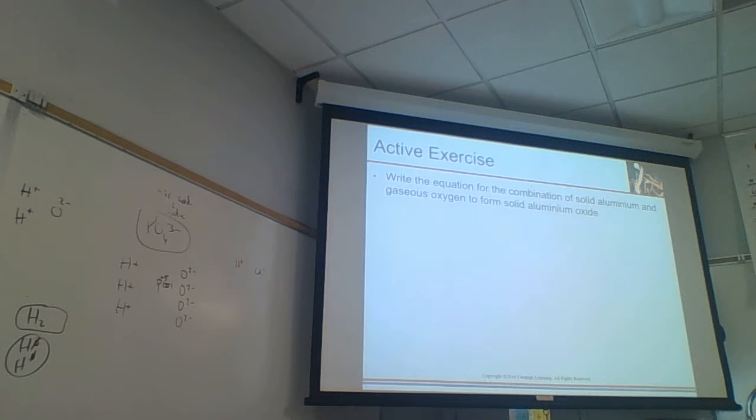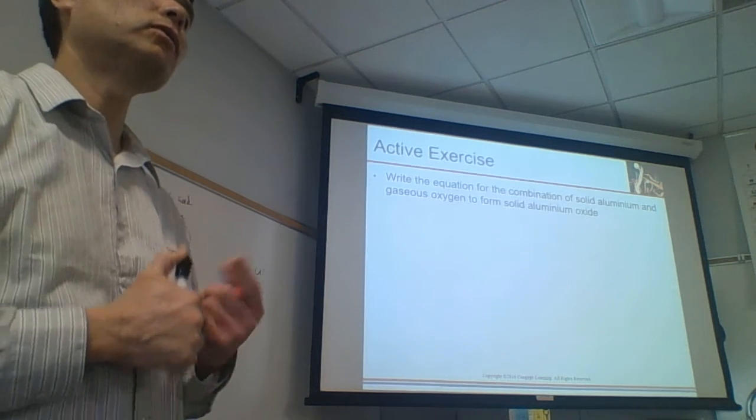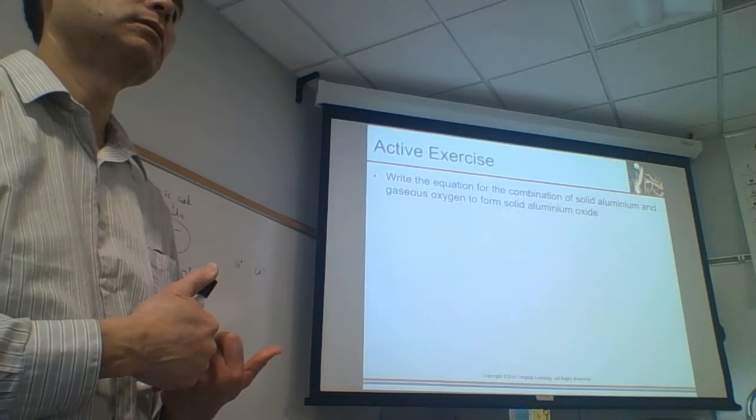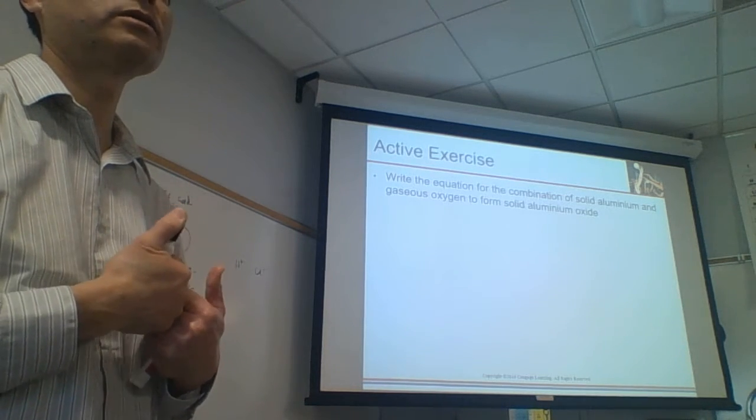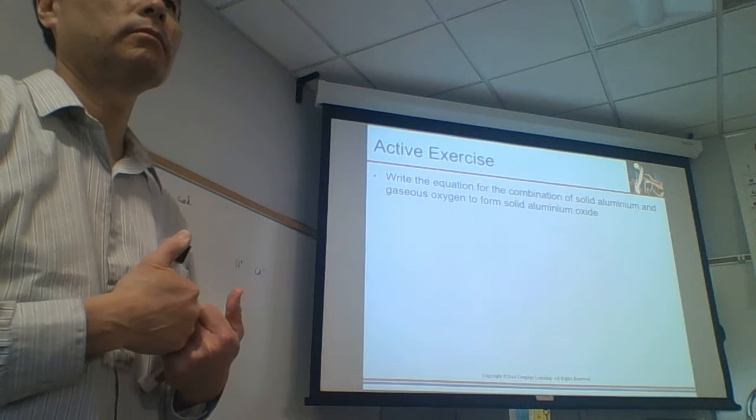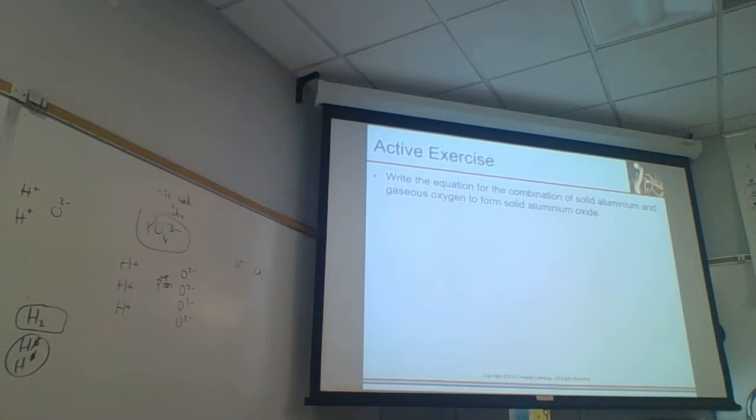Solid aluminum. What's the formula for that? A symbol. Al. That's solid. What's the charge? 3+. However, we have to be careful because are they talking about aluminum ion or aluminum metal? They're talking about aluminum metal. So what is the charge on aluminum metal? It's 0. We're going to have a lattice of aluminum atoms.